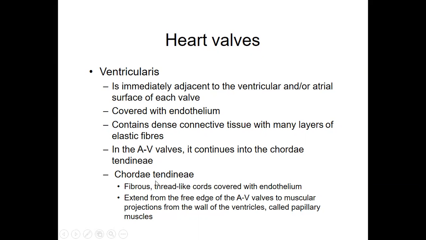So the chorda tendineae is a fibrous, thread-like cord covered with the endothelium. It is composed of fibrous components. The chorda tendineae extends from the free edge of the atrioventricular valve to the muscular projections from the wall of the ventricle called the papillary muscle. I hope you know what the papillary muscle is. So that is the chorda tendineae.